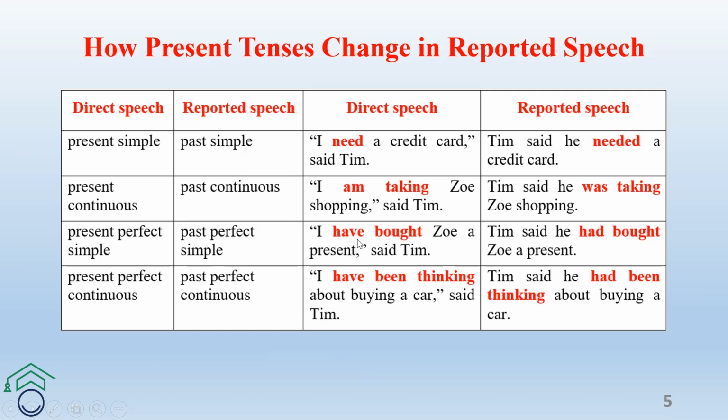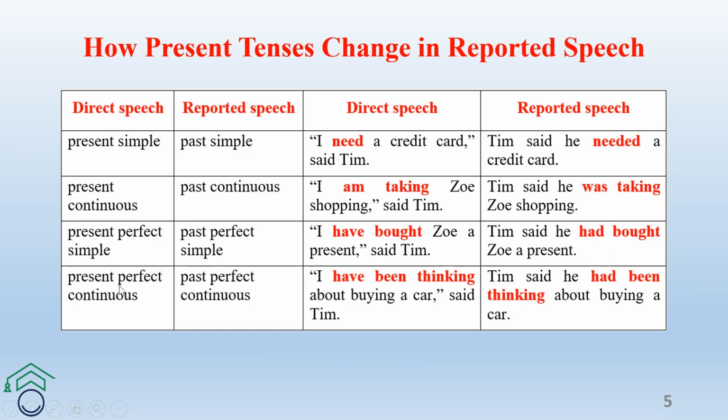Can you read the examples? I have bought Zoe a present, say Tim. Tim said he had bought Zoe a present. Yeah? Present perfect, have bought, changes into past perfect, had bought.